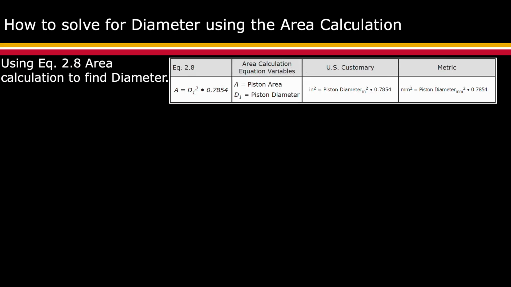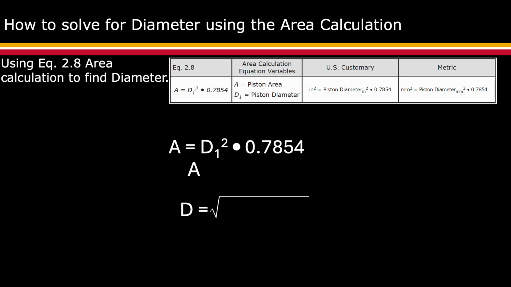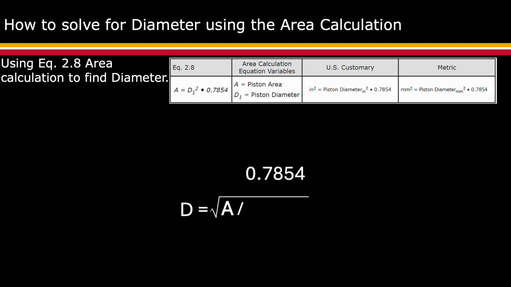An alternative method for solving for diameter using the area equation is to rearrange the formula. To determine the diameter, calculate the square root of the area and divide it by the constant of 0.7854.